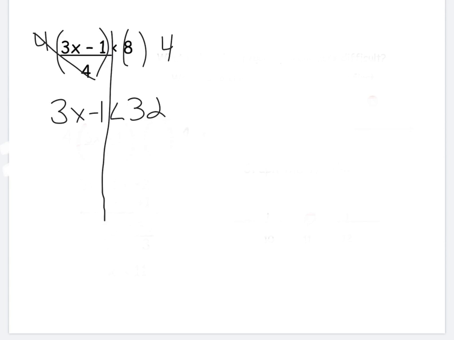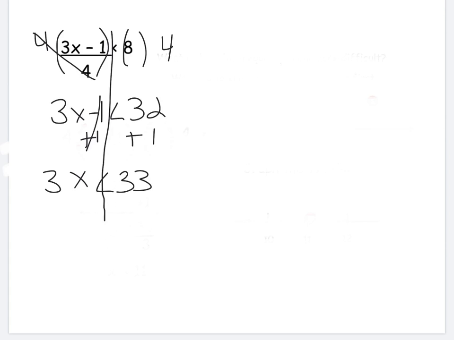I need to get rid of the number that is further away from the x but on the same side, so that's the 1. So the opposite of minus 1 is plus 1. So I need to add 1 to both sides. Minus 1 plus 1 cancels each other out, so I'm left with 3x, my inequality symbol less than, and then 32 plus 1 is 33.